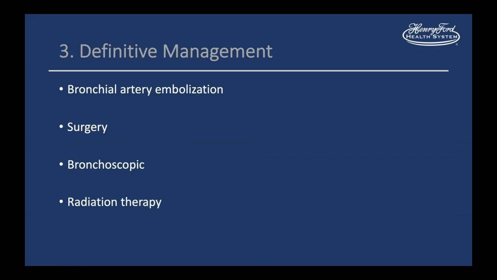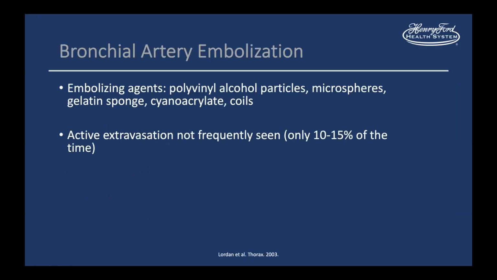And then lastly, we'll talk about definitive management for these patients. So after their airway is secure, after you localize and contain the blood, then you have to turn to how do you manage this. And again, a lot of this has to do with why do you think they're bleeding and where they're bleeding from. So bronchial artery embolization, this is probably the most common technique that's used.